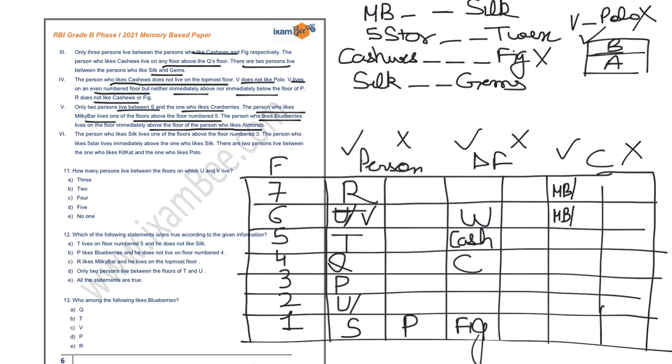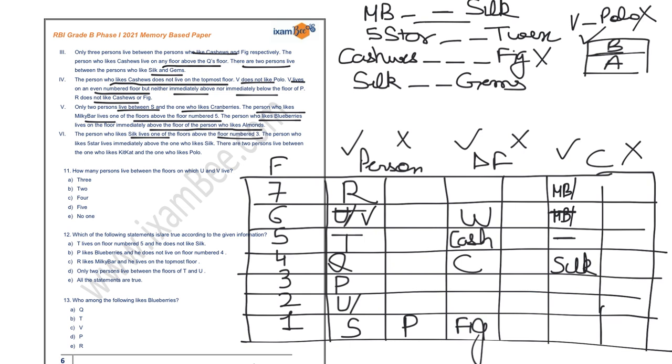Now the person who likes Silk lives one of the floors above floor number 3, and you know that there is a gap of 2 floors between the person who likes Silk and Milky Bar. So if we take floor number 4 for Silk, then since there is a gap of 2 floors between Silk and Milky Bar, we have to erase the position of Milky Bar at the 6th floor. So I am cutting this down because Milky Bar will remain at the 7th floor.